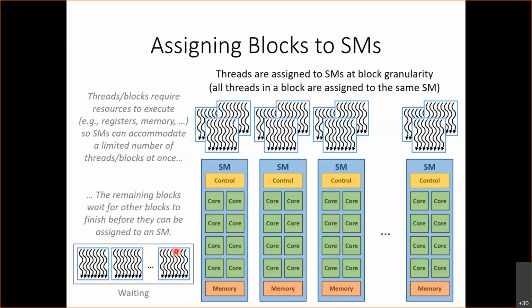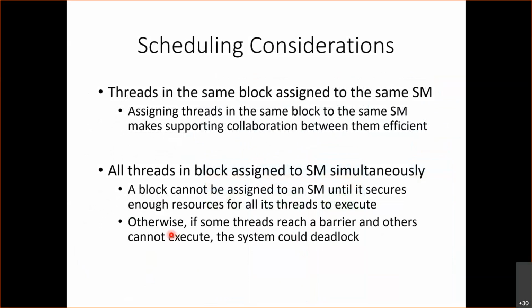Okay, thank you. So we see that if we don't assign all threads to the SM at the same time, then some threads may reach the barrier and others cannot execute, so the system would deadlock. Yes, somebody had a question? Yes, even if we load all of them on the SM, if some of them are already in the cores, is there a way we can get them out and get others in, like do multi-threading inside the GPU? Yes, there is, and we will talk about that.